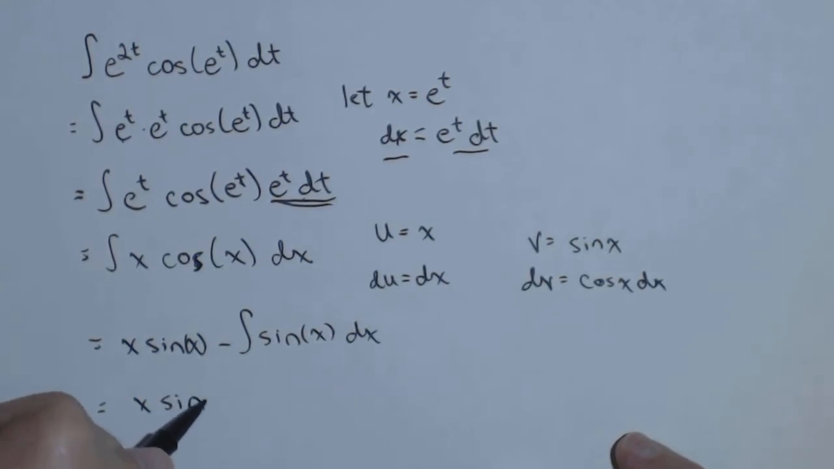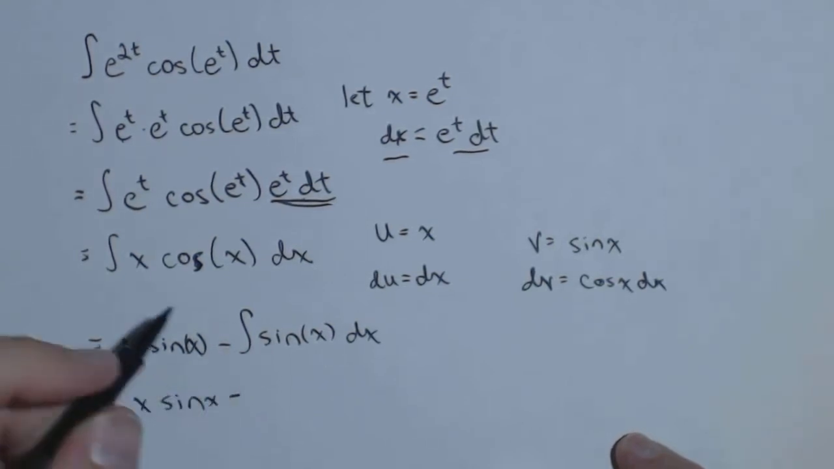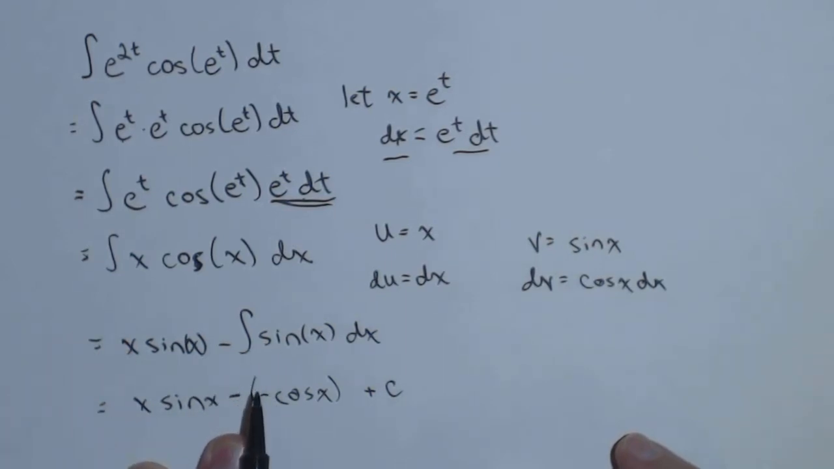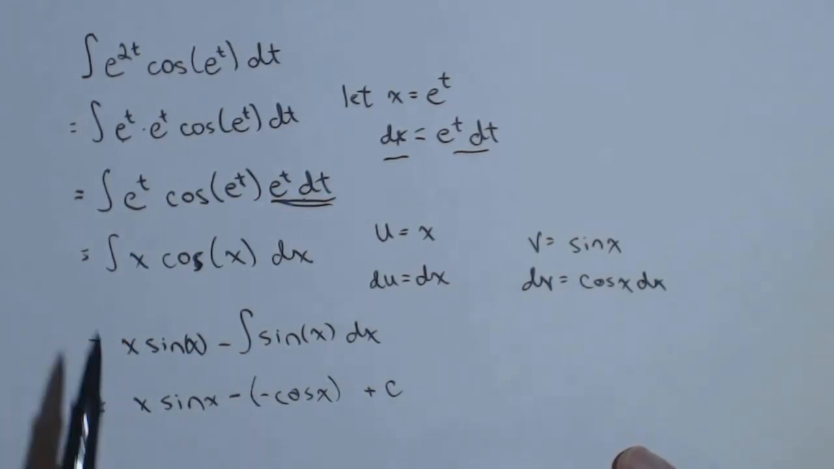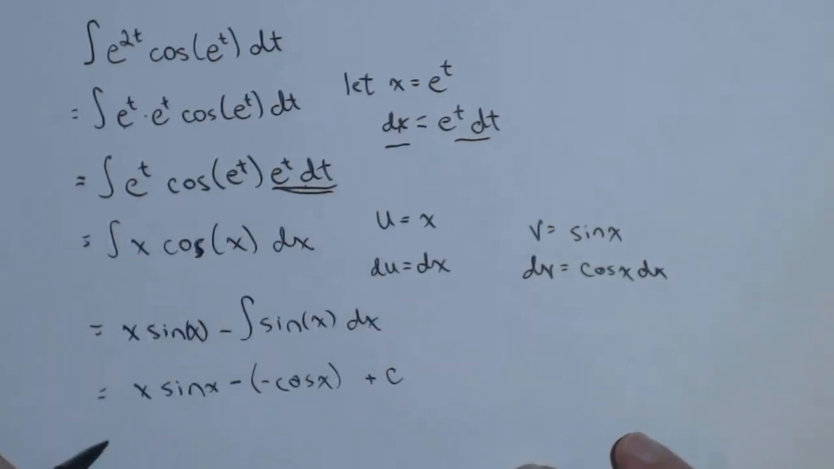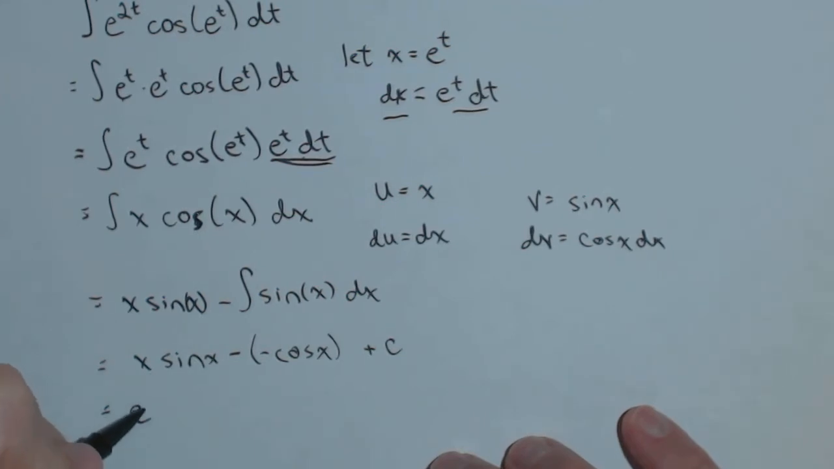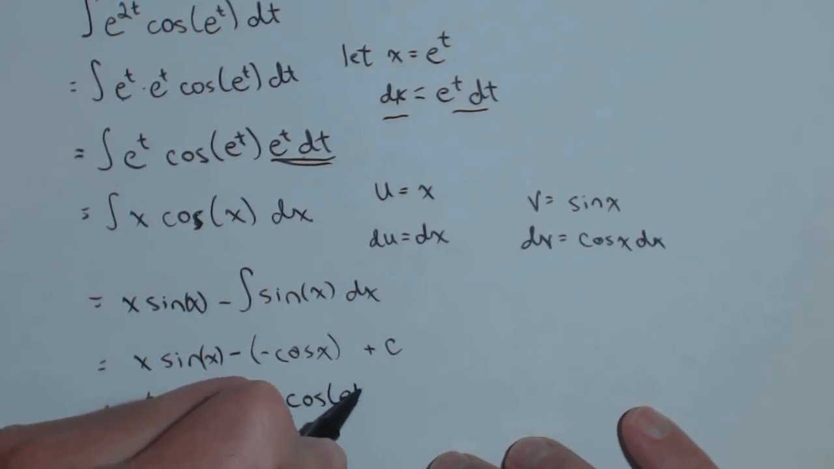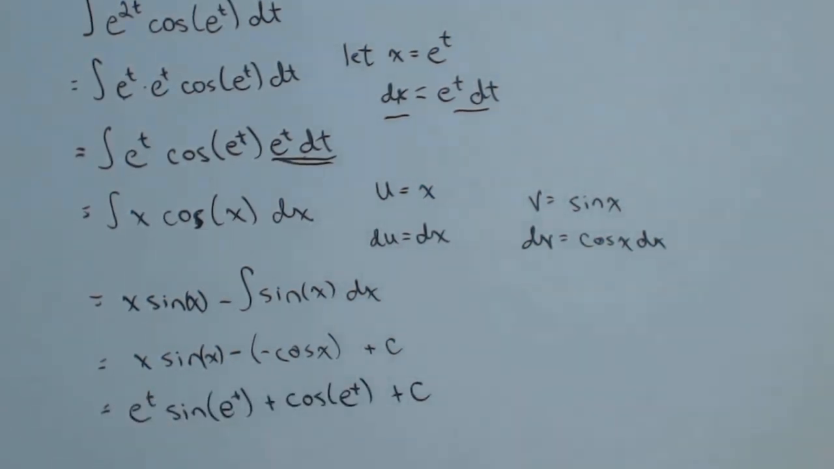So we have x sine x minus, now the antiderivative of sine is a negative cosine of x plus c. So we're going to take care of these signs here in a second. Also, remember, our original problem started in terms of t. We want to end in terms of t, so we do need to substitute back using the fact that x equals e to the t. So all those x's need to become e to the t's. So we have e to the t sine of e to the t. Again, this will become a plus because of the minus negative. Cosine of e to the t plus c, and there is our antiderivative.